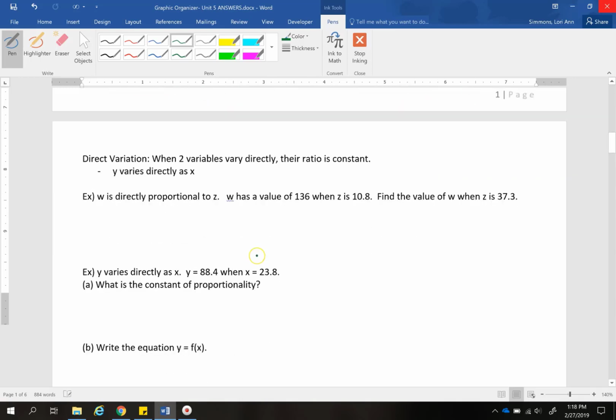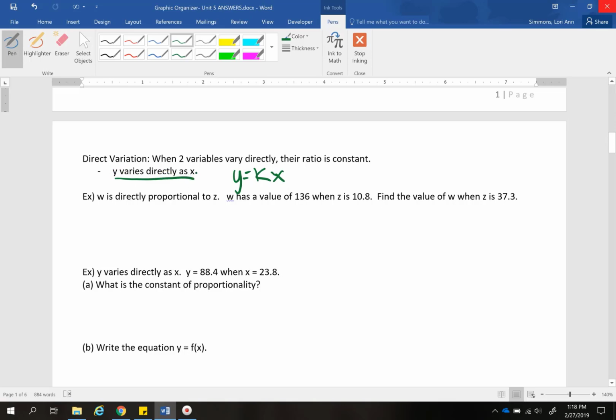Now we are going to move on to direct variation. When two variables vary directly, their ratio is constant. An example of how this is written is y varies directly as x. You can write this as y equals k times x when you see it written like that.